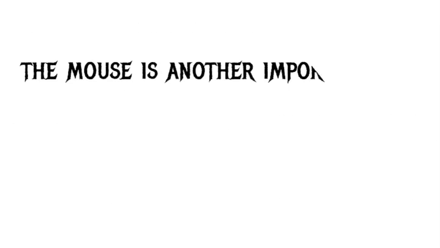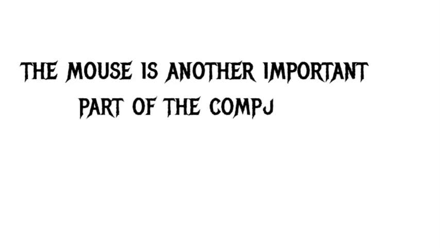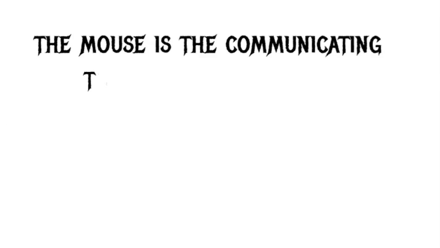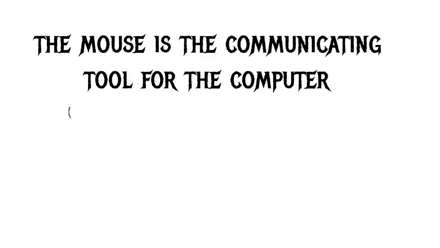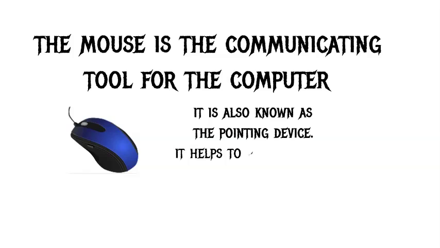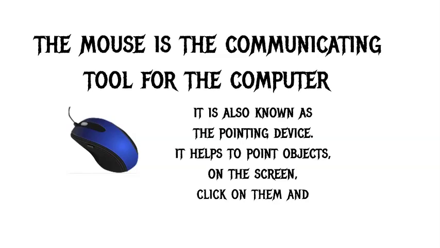The mouse is another important part of the computer. The mouse is the communicating tool for the computer. It is also known as the pointing device. It helps to point at objects on the screen, click on them, and move them.